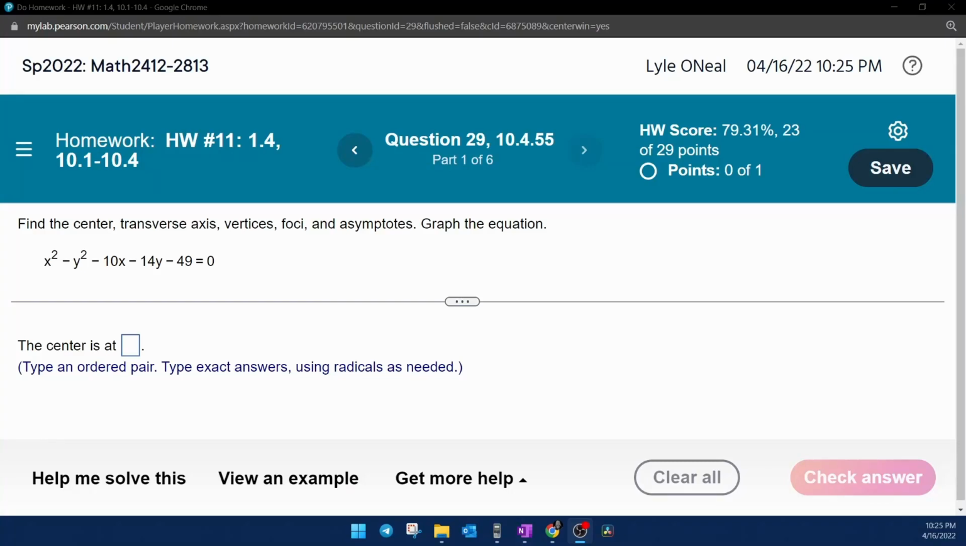All right, here we go. Question 29 from our Precalculus, homework number 11 in MyLab Math. They want us to find the center, transverse axis, vertices, foci, and asymptotes, and the graph given the equation of a hyperbola. Notice that this equation is not in standard form. So what we're going to do is copy this over to our scratch work. We're going to convert to standard form, and we're going to start by finding the center first.